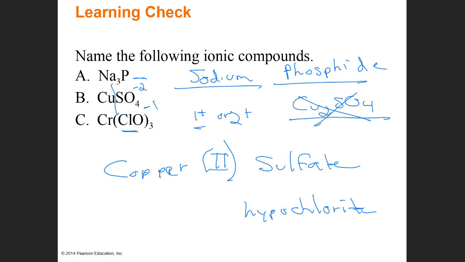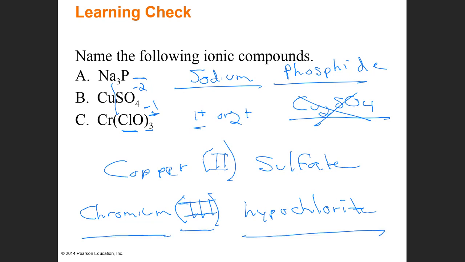So Cr is chromium, and chromium can either be +2 or +3. Which one is it in this case? 3, right? Because I have 3 hypochlorites, so that has to be 3. Chromium 3 hypochlorite.